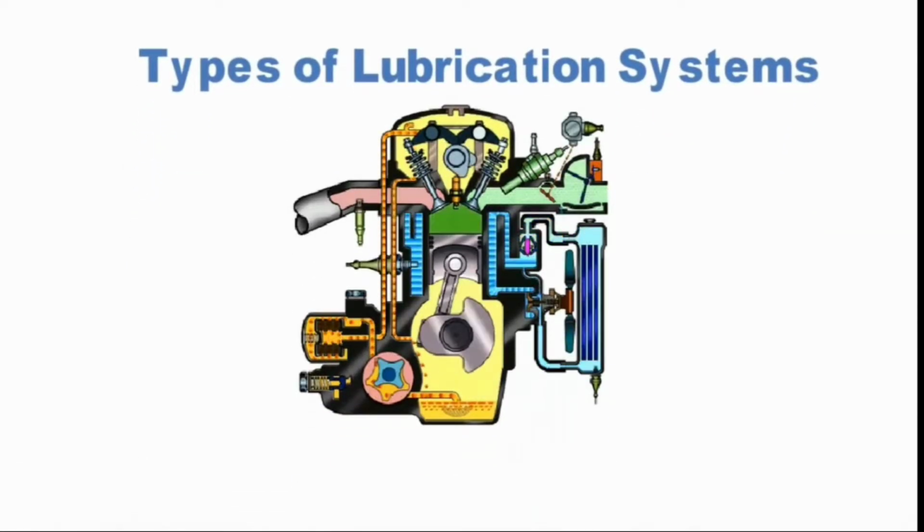Types of lubrication systems. The various lubrication systems used for lubricating the various parts of the engine are classified as: Number 1. Mist lubrication system. Number 2. Wet sump lubrication system. Number 3. Dry sump lubrication system.